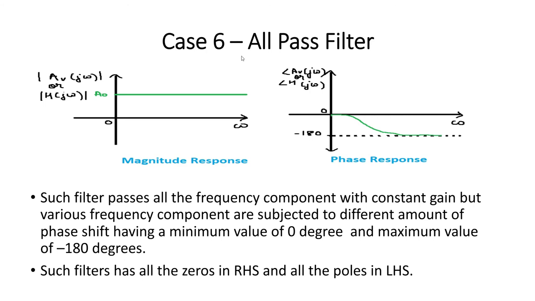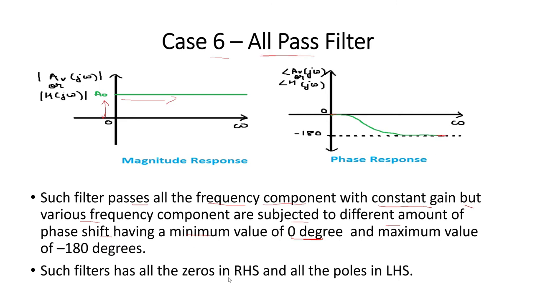Okay, so now our last case is all pass filters. These are very simple, they pass everything, so they are called all pass filters. Such filters pass all the frequency components. As you can see, it's a straight line with constant gain. Gain is constant, but various frequency components are subjected to different amounts of phase shift. The angle of the frequency component gets changed, and the minimum value of the phase shift is 0 degrees here, and the maximum value is minus 180 degrees.